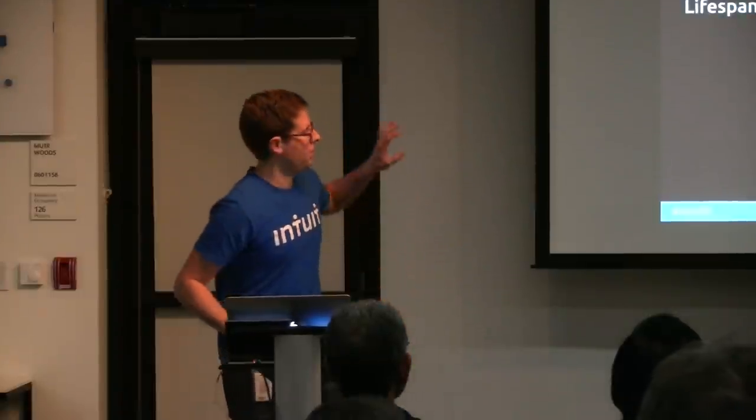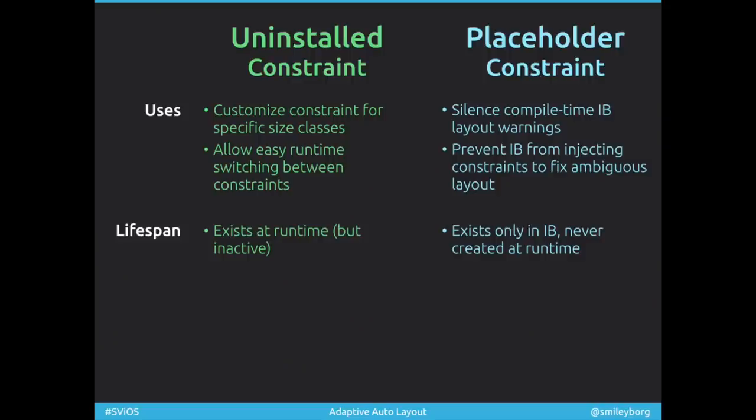So let's talk about the lifespan of these two. Uninstalled constraints exist at runtime. They're just inactive, meaning there's an active property on layout constraints that's set to false or NO if they're not affecting your layout at runtime. Now, a placeholder constraint is something that never exists at runtime. It exists only in Interface Builder. So it's just a compile-time thing that you're using to tell Interface Builder something. What about outlets?